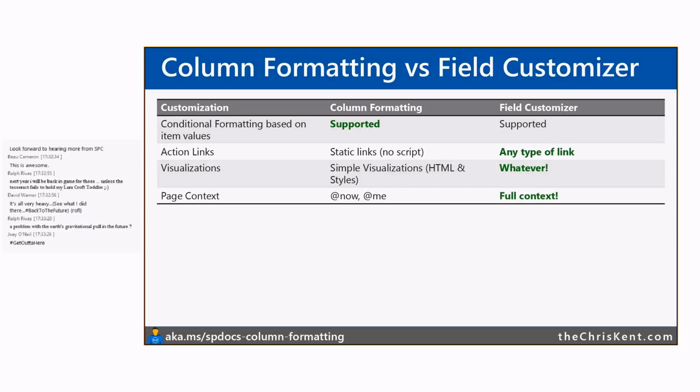Okay. Page context. All you get is those @now and @me. Obviously, with field customizer, you're going to get that full context, right? You're not going to be able to get anything about the list or the page. So if you're trying to build some pretty dynamic URLs, that's not going to happen in column formatting.